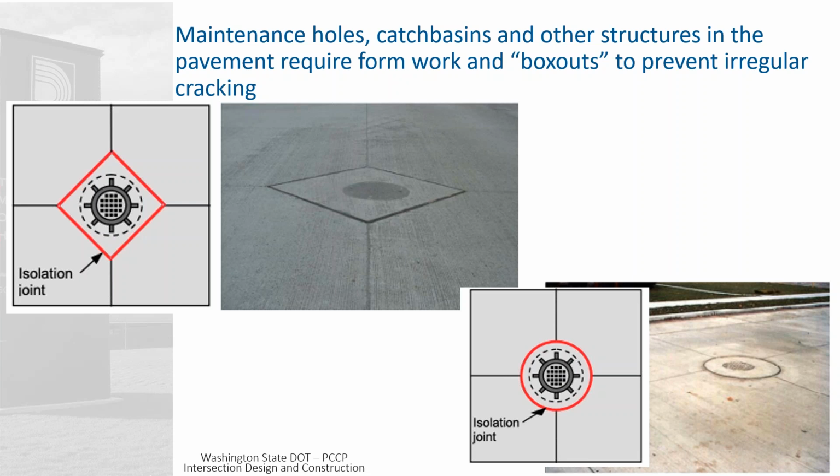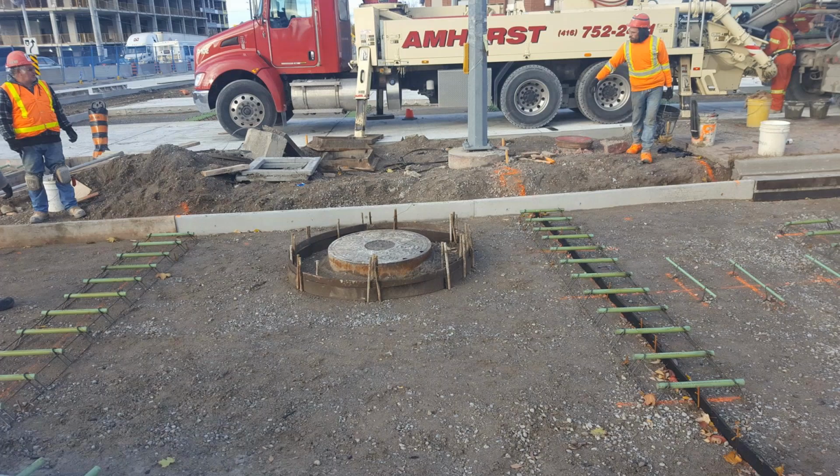Maintenance holes, catch basins, and other structures on the road required box outs. So this is part of our joint layout plan, just to prevent cracking. The box out includes a perimeter isolation joint, so that the maintenance hole lid and frame can move independently of the surrounding pavement. So there's a picture of one being built here.